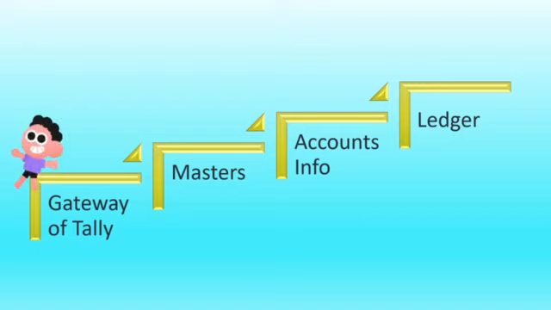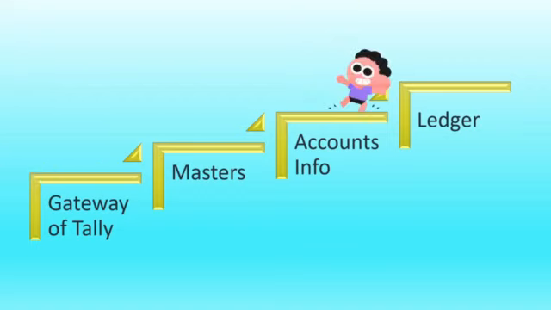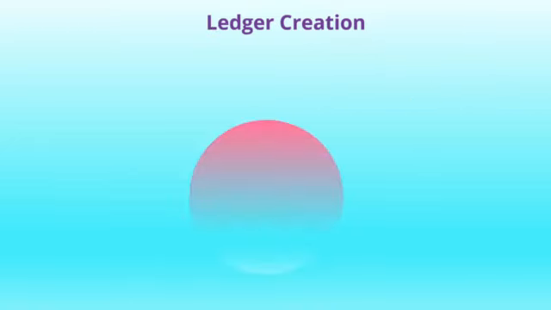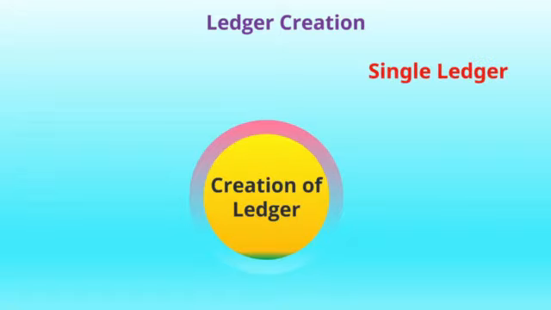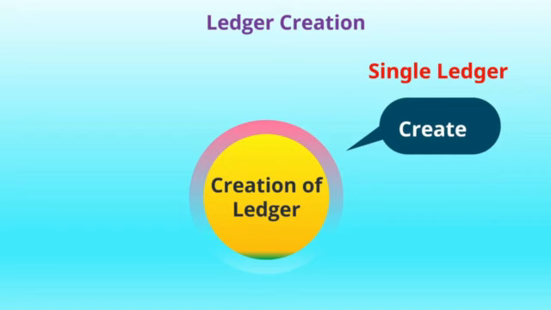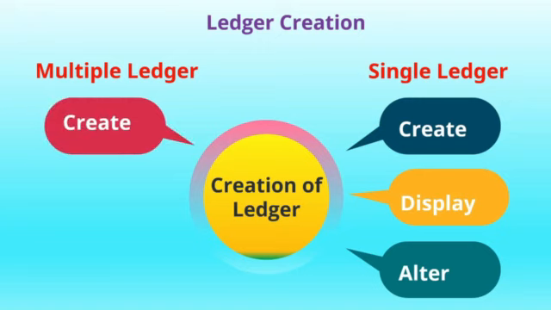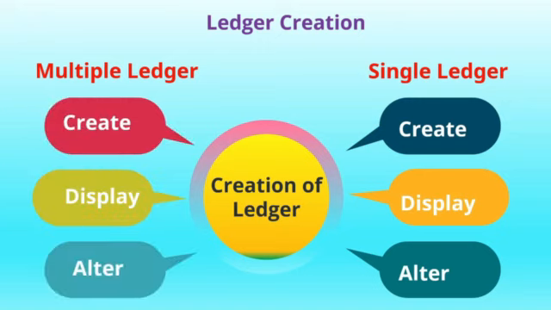Here you can see that after clicking on Gateway of Tally, you have to click on Masters, then Accounts Info and then Ledgers to create a ledger. While creating a ledger, one can choose the single ledger option. From the single ledger option, there are three sub options, that is create, display and alter, or you can also choose multiple ledger where also there are three options: create, display and alter.